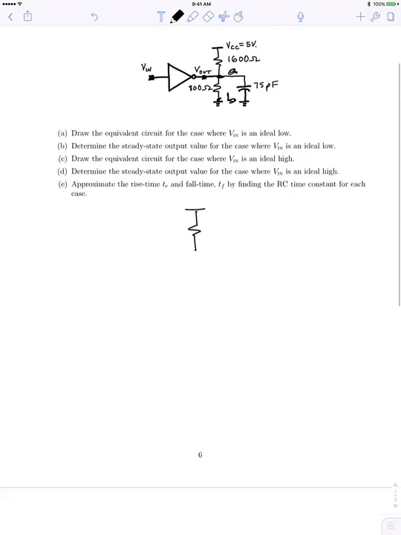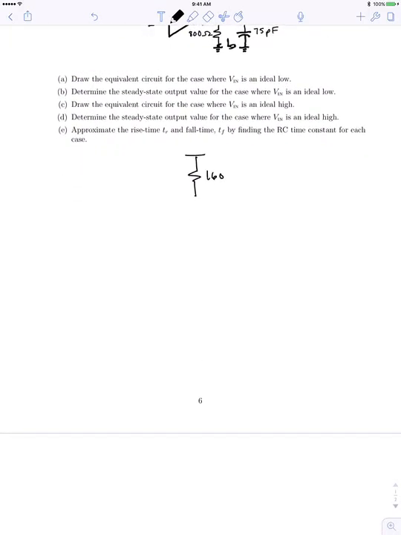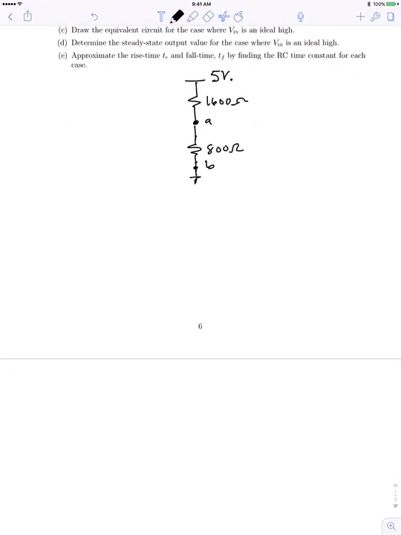In this case, we have 1600 ohms. Here's the point A, and then here's 800 ohms, which is connected across point B. And we want to find the Thevenin equivalent circuit with that being 5 volts. All right, so we've done that before.